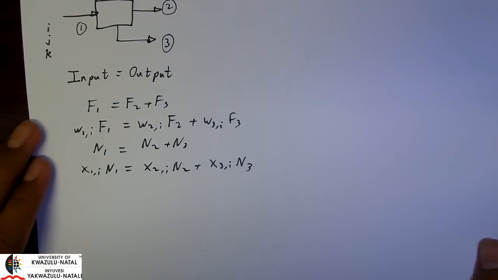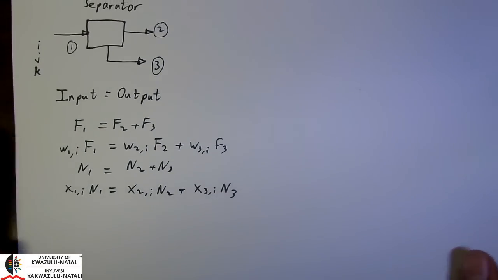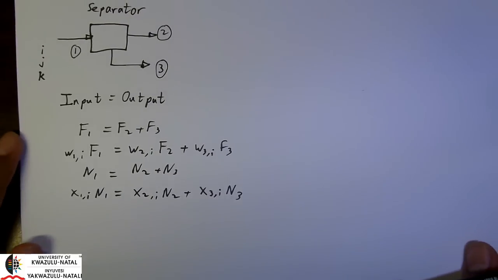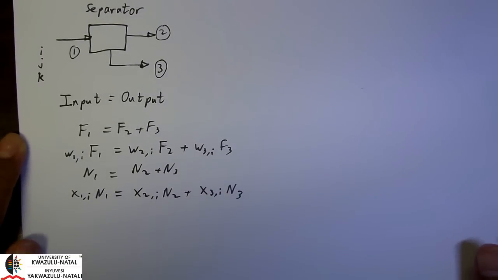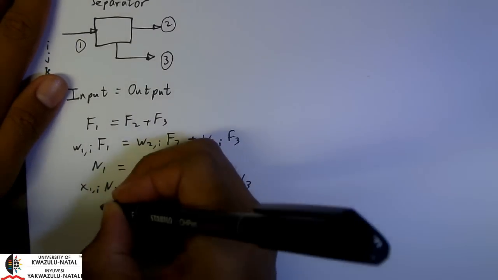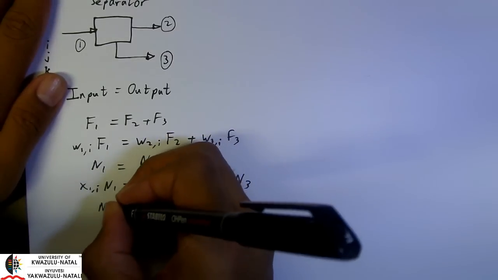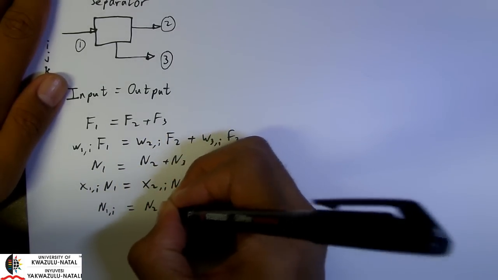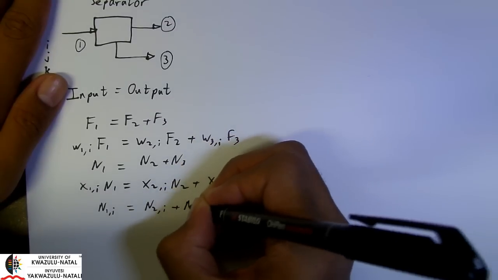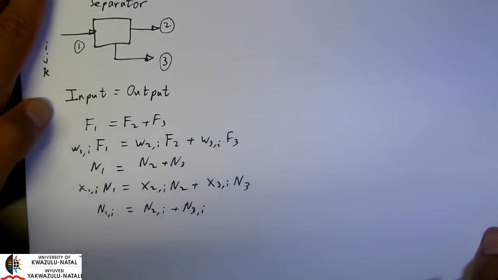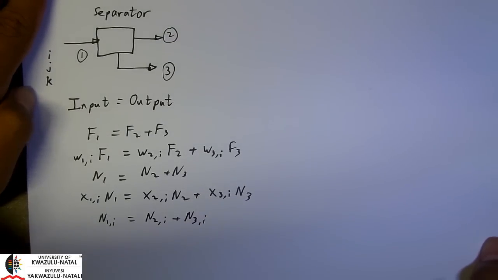Okay, so this is just revision for you by now, right? So this is a non-reacting system. You've been looking at this in the past lectures. It's probably quite boring to you at the moment. Okay, we can also write this in terms of a component flow. N1I is equal to N2I plus N3I. Okay, so this is what you already know.